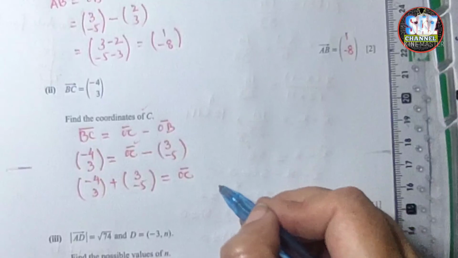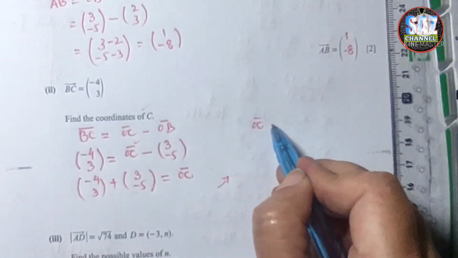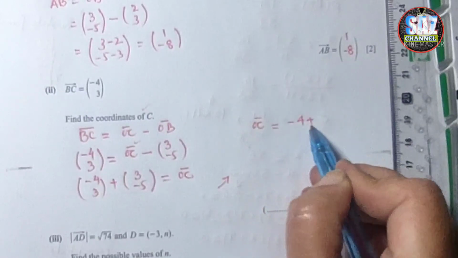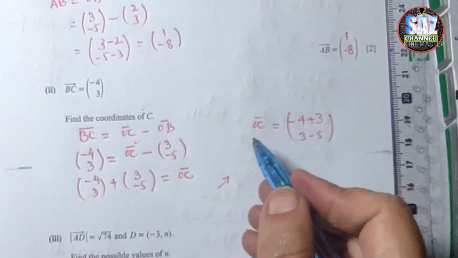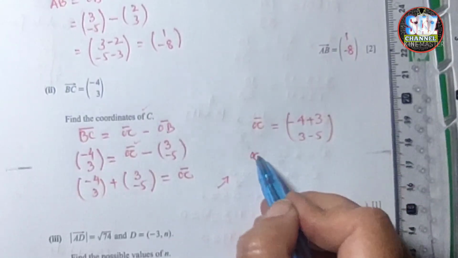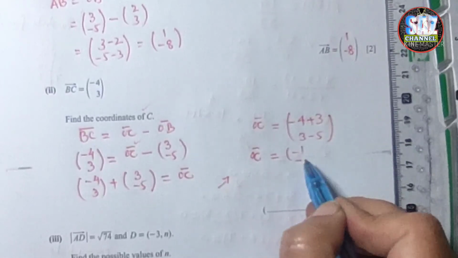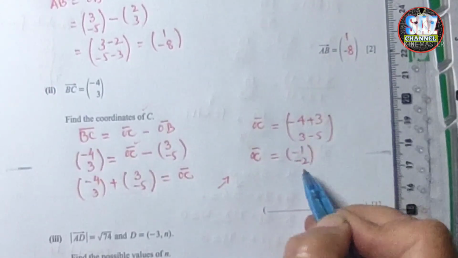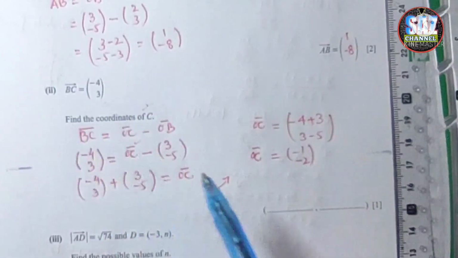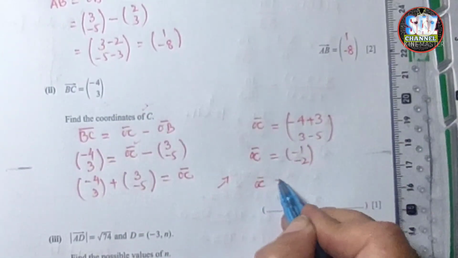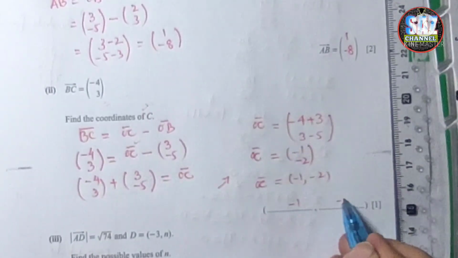Okay, and let me move over here. OC will be equal to minus 4 plus 3 and 3 minus 5, and OC will be equal to minus 1 and minus 2, if I'm not wrong. But if we read the question, it says the coordinates of point C, so we have to write it in the form of the point (-1, -2), and I have to fill up the answer space as well.